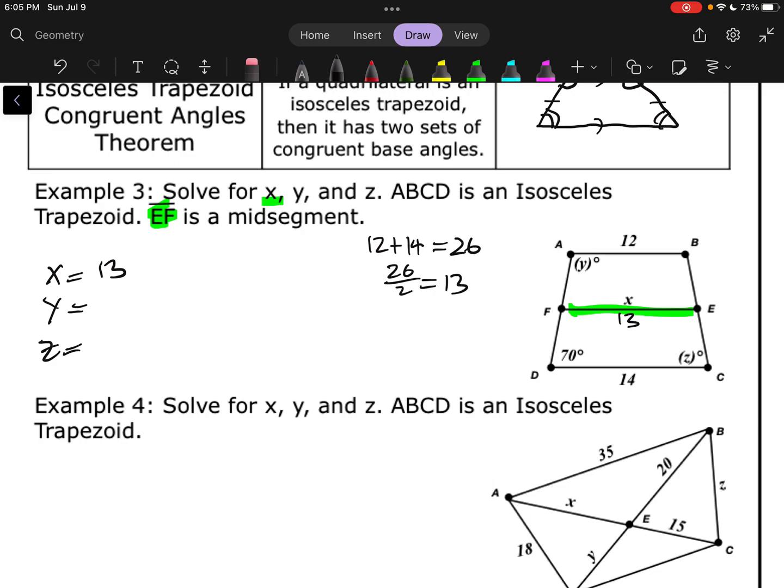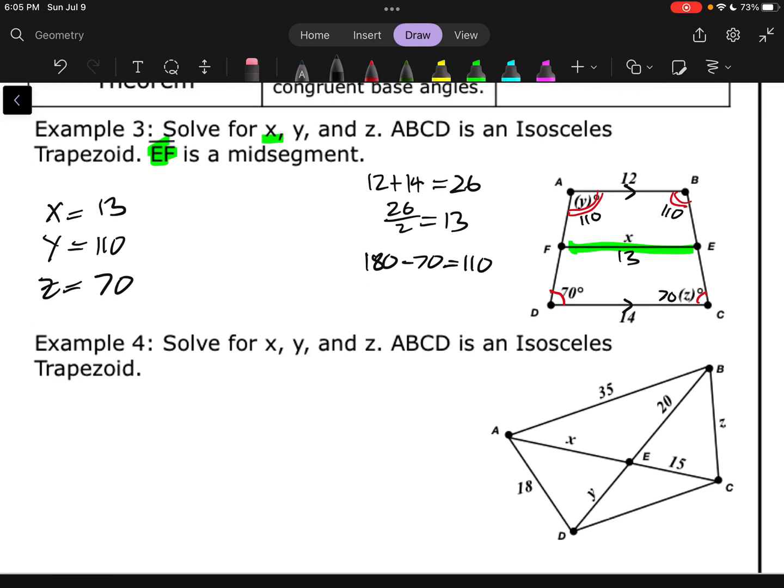Then for y and z, well, what I look at first is I know that these base angles are the same, and these base angles are the same. So I know that z is 70. That's easy. But to find y, we got to remember the basics of trapezoids. The basics of trapezoids is that the two bases are parallel. And so that means that we can just do 180 minus 70 to get 110, right? Those are consecutive interior angles or same side interior angles. And so they have to be supplementary.